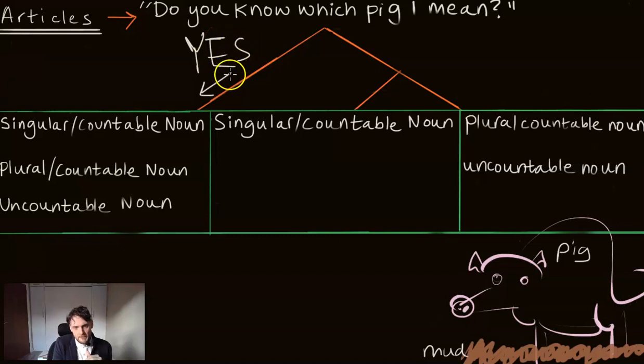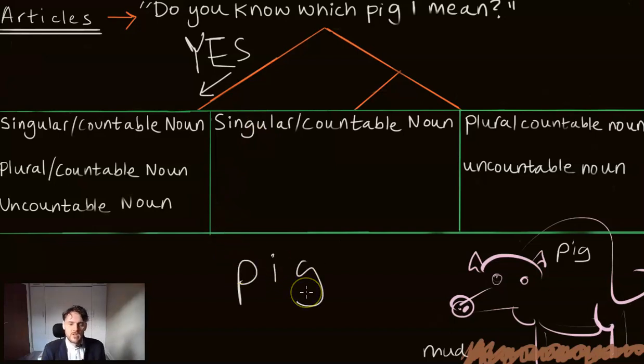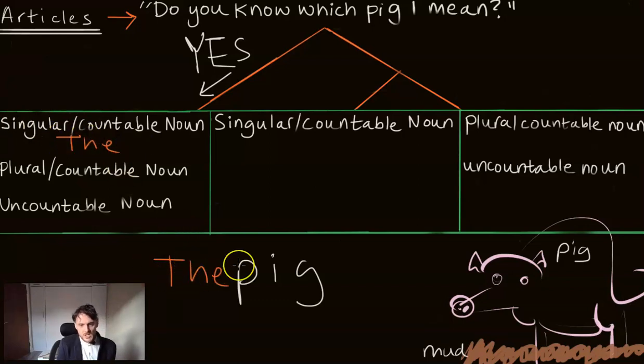We'll go down here. Is the word pig a singular countable noun? I think you know the answer. Yes, it is. So it's a singular countable noun, and you know which pig I'm talking about. Then we would say the. So it becomes the pig. You see where I'm going with this? Good.